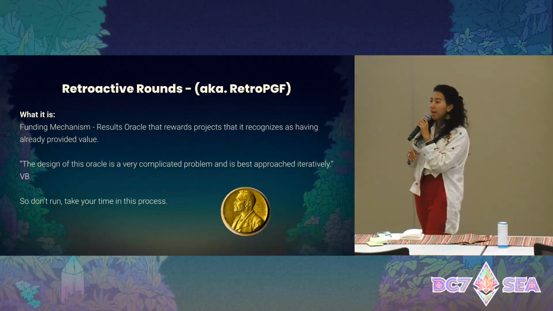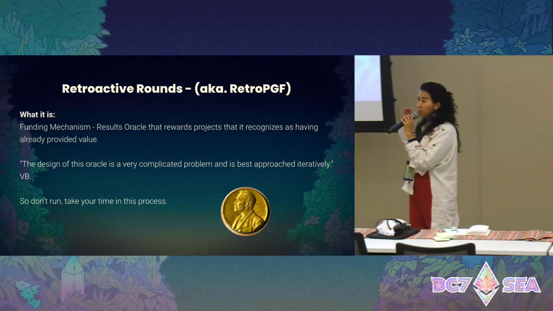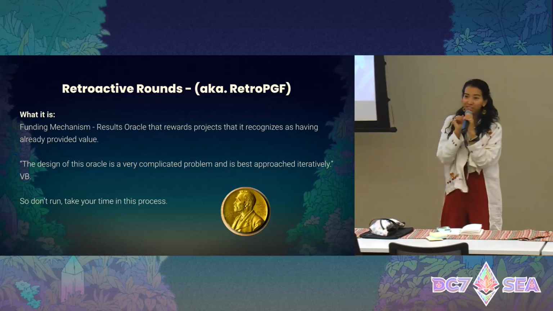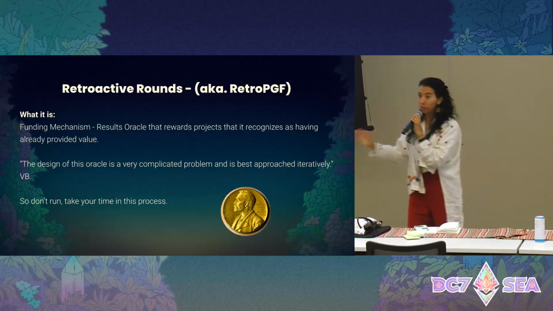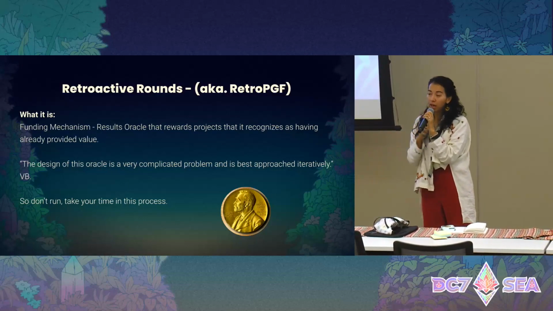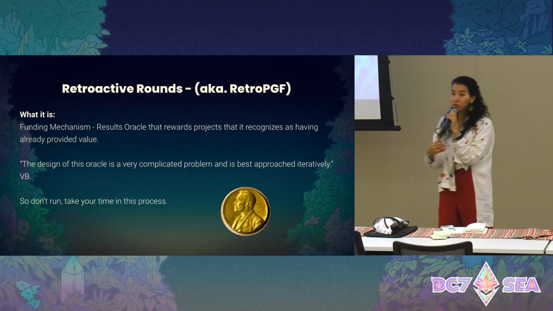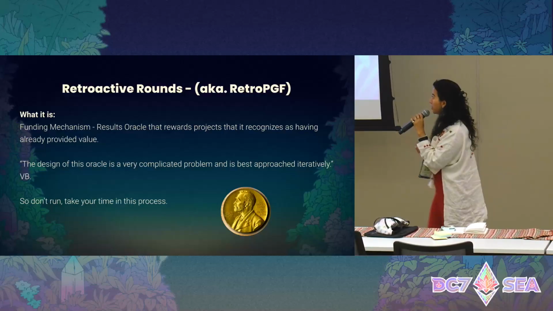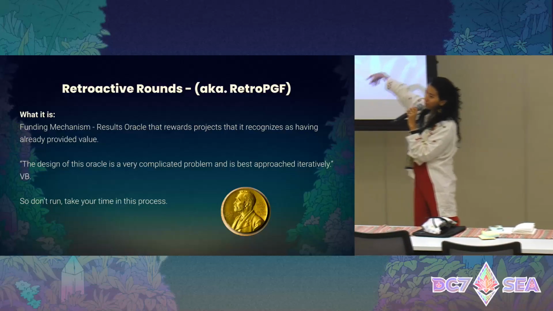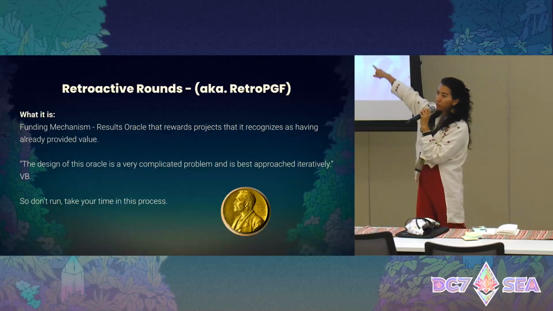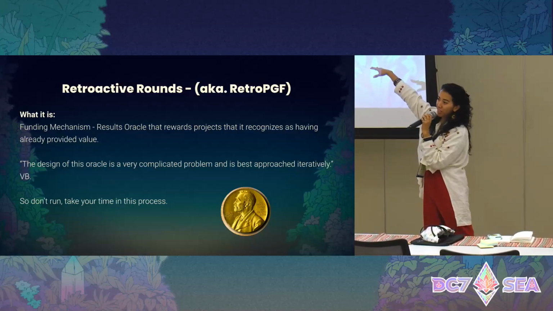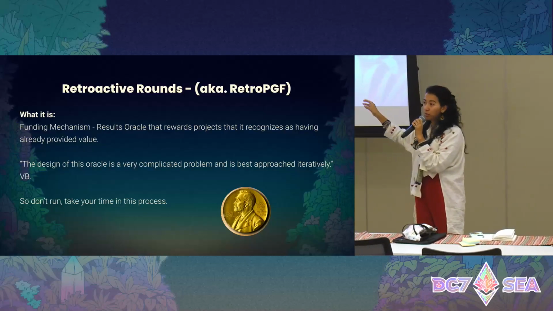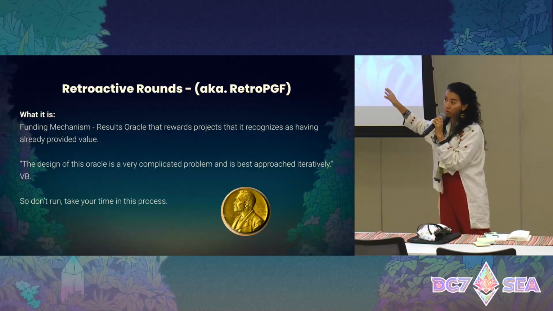And I will mention that retroactive funding is not a new thing. This is not something that was invented in the Web3 space. We actually have institutions that have been running this type of funding rounds for really long times. And maybe, I'm not sure who knows what this is, but this is the Nobel Prize, or like the insignia that is given as a Nobel Prize. And the Nobel Prize is one of the best examples of a retroactive funding program.